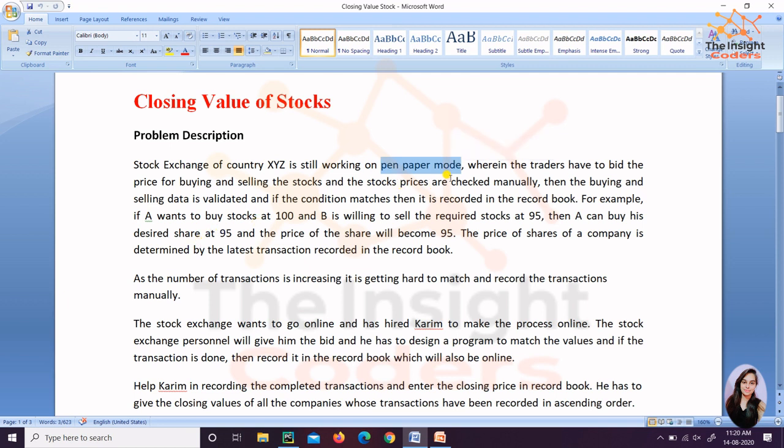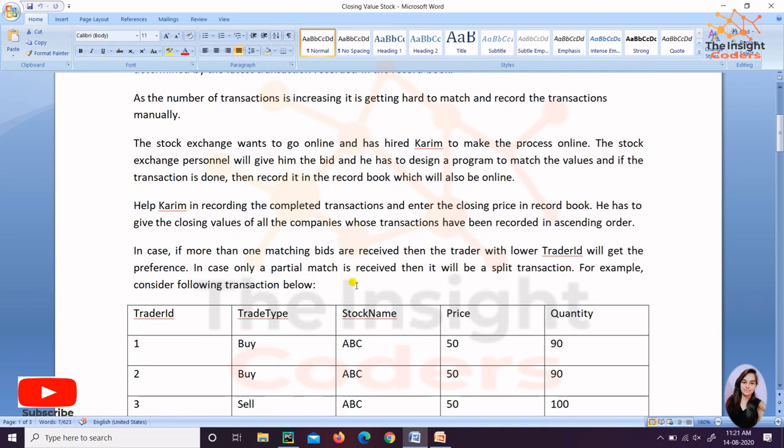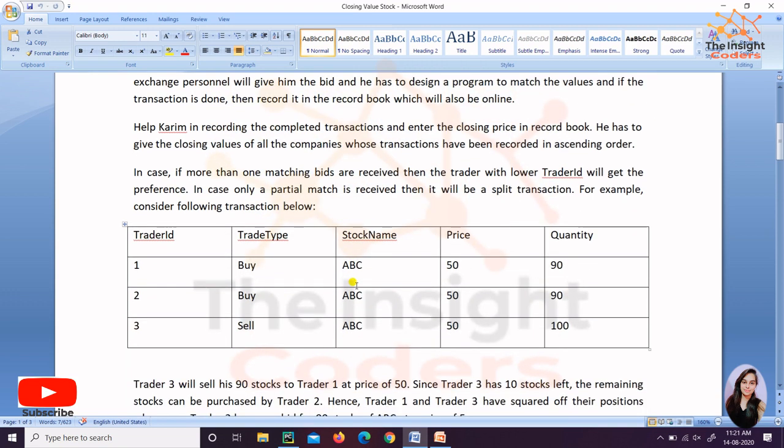So what is actually happening? The traders have to bid the price for the buying and the selling of the stocks, which are actually checked manually, and they want to switch to the online mode. So let me just explain with an example to explain it in a better way.